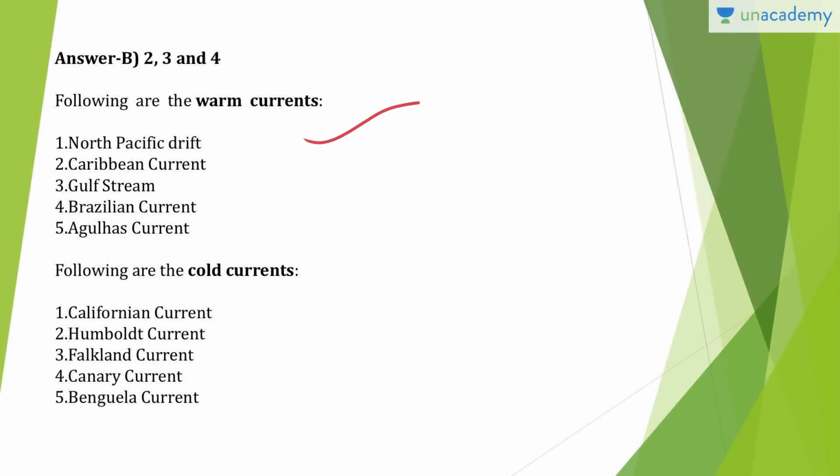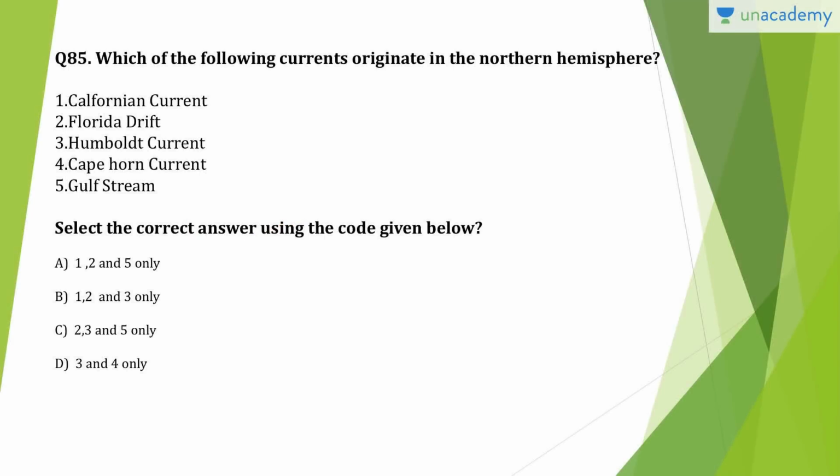So the following are the warm currents: North Pacific drift, Caribbean current, Gulf Stream, Brazilian current, and Agulhas current. While for example, cold currents include Californian current, Humboldt current, Falkland current, Canary current, and Benguela current. So the answer here is B, that is 2, 3, 4.